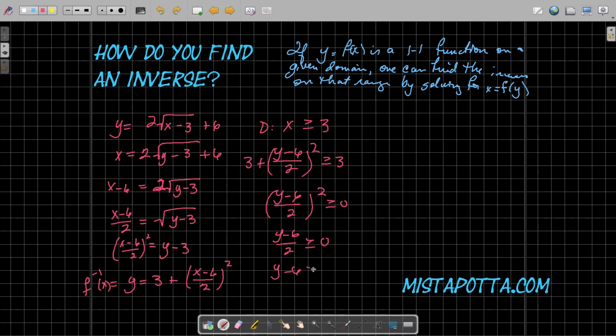So y minus 6 has to be strictly greater than 0. And so y is going to have to be greater than or equal to 6. So this is my range of my original function.